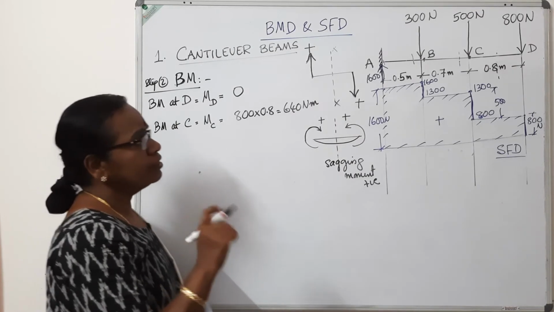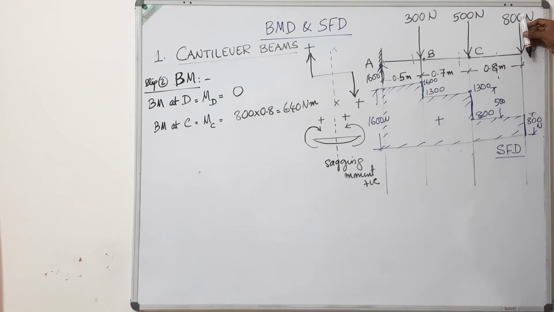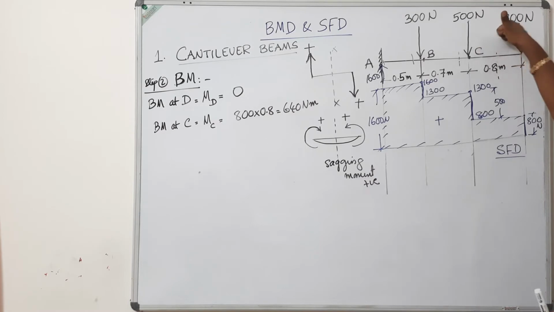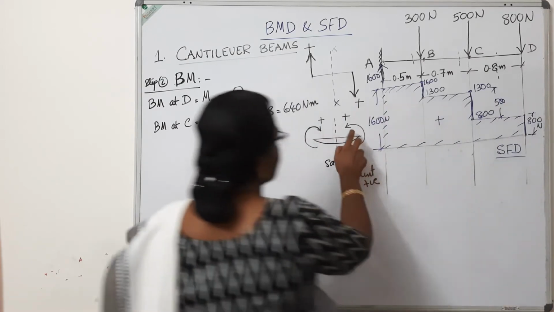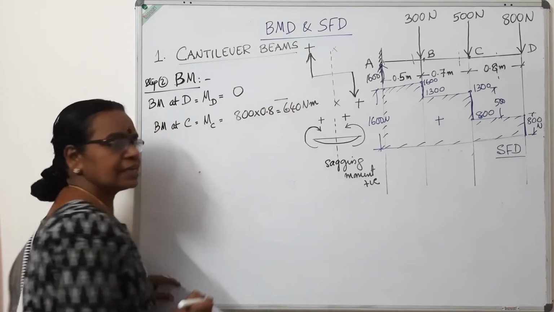What about the sign? To find the sign, see this load 800 is acting like this. You have to take moment about this. So place your thumb or pen like this, rotate it about this point C. Your thumb goes in this direction, clockwise direction. So the moment is clockwise. So as per our sign convention, it is negative.